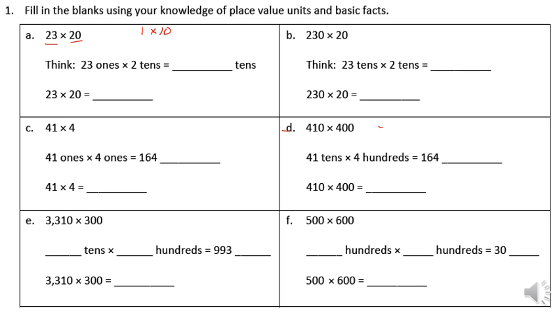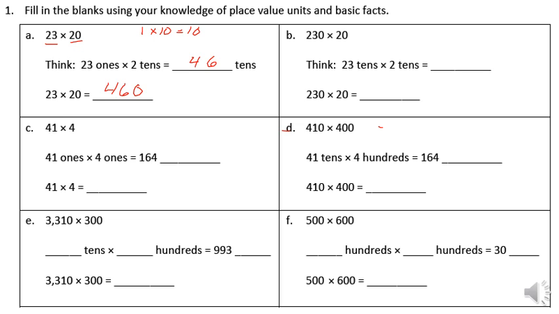But as you can tell, if I had 1 one times 1 ten, I would end up with 10. So 23 ones times 2 tens is going to give us 46 tens, and 46 tens would be written as 460.